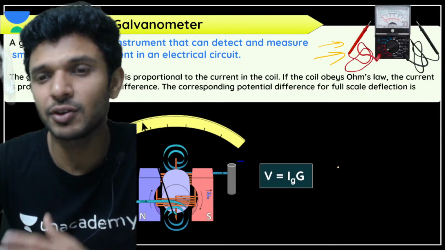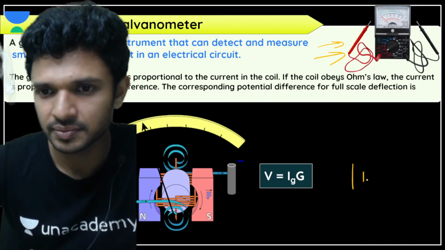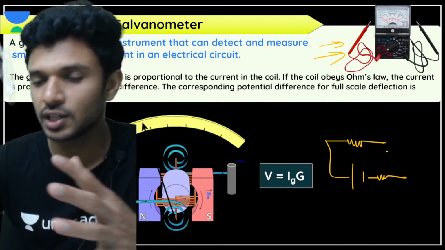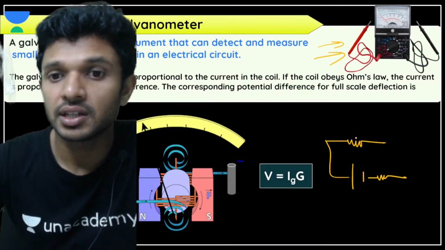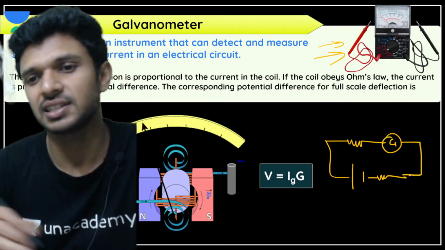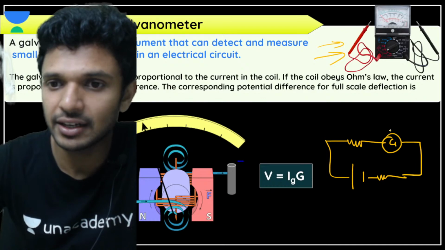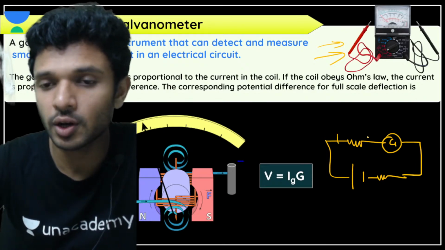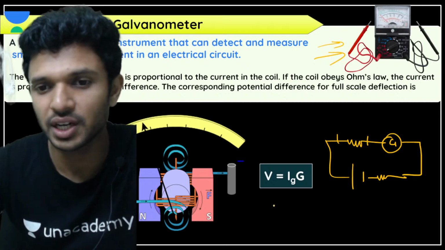Now how will you connect a galvanometer to find out the current? ये internal resistance, this is some external resistance. So if you need to find out the current passing through this particular circuit, we'll connect the galvanometer in series. This will give us the value of current in the circuit. Okay, I want to find out the potential drop across this resistor. How will you connect the galvanometer?